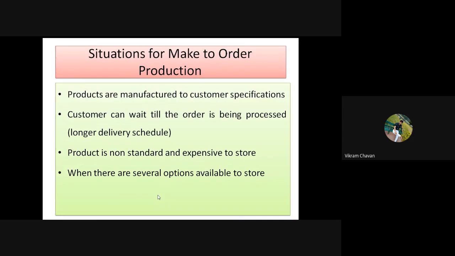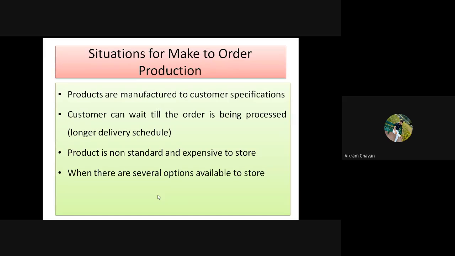So products are manufactured to customer specification. When there is a lot of interaction with the customers, and the products are going to be manufactured on the basis of customer requirement, in that case the industry should go for make to order production. Then the customer can wait till the order is processed. In case of make to stock products, the customer cannot wait for a long time, but in case of make to order production, the customer can wait for a long time. So a longer delivery schedule will be there in make to order production.